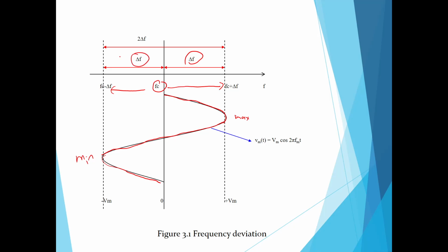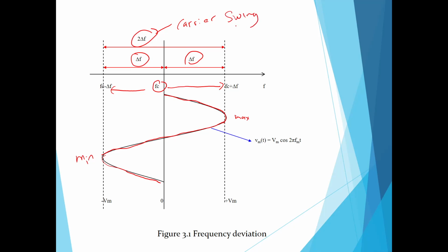The range of carrier frequencies is from Fc minus delta F until Fc plus delta F, and the total range is 2 delta F, delta F plus delta F. This is what we call the carrier swing.